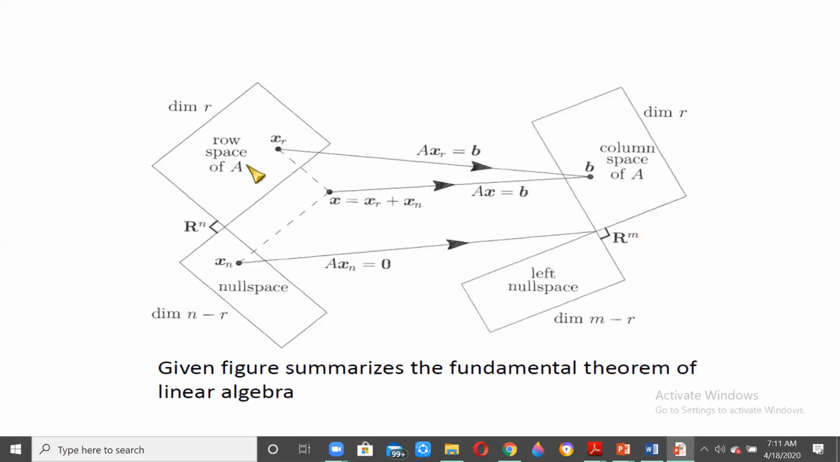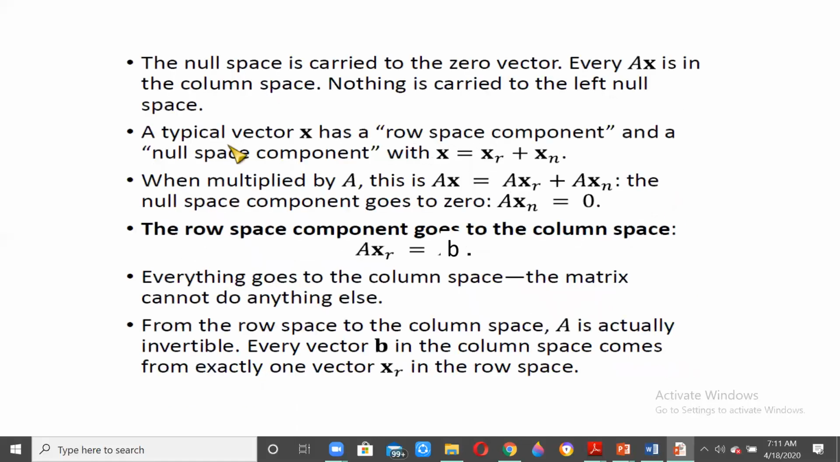The dimension of the row space is r, and the dimension of the null space is n minus r. The sum of those two is n. Similarly, the dimension of the column space is r, and the dimension of left null space is m minus r. The sum of them is m. So all that is, again, the same things explained over here.